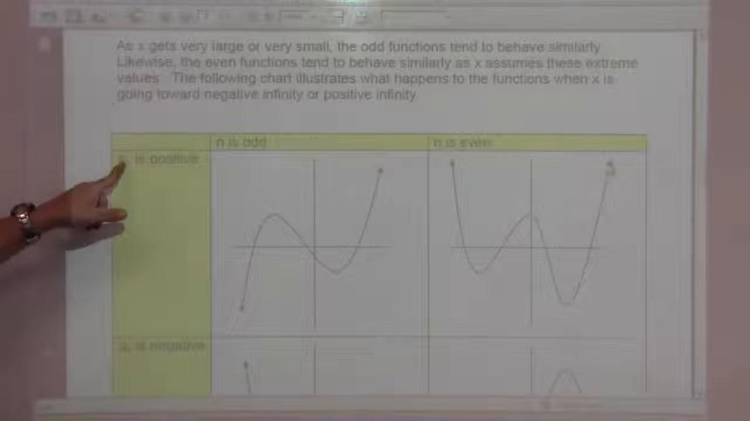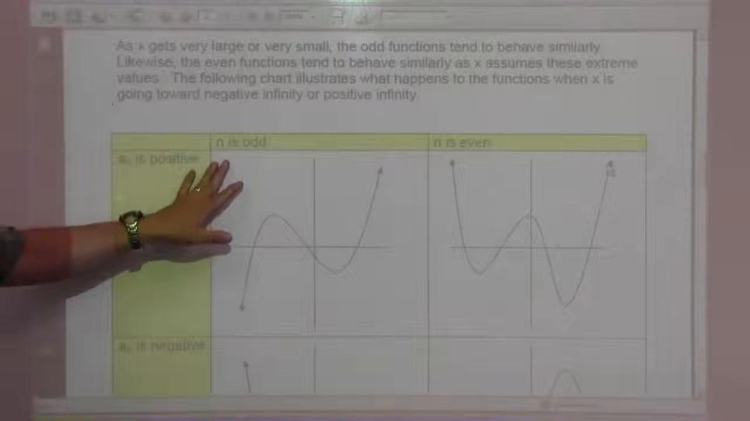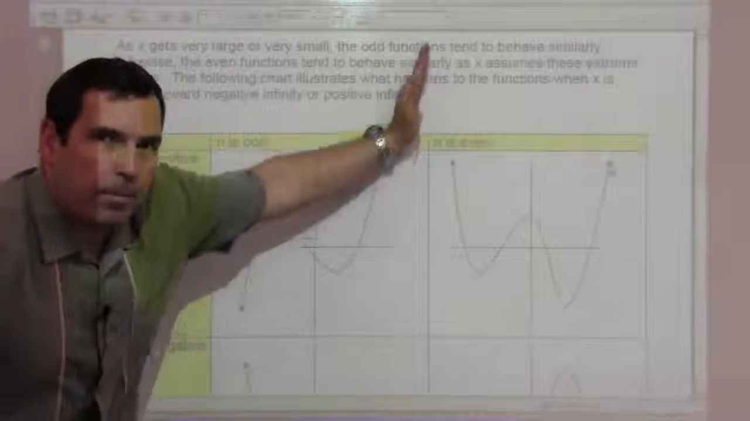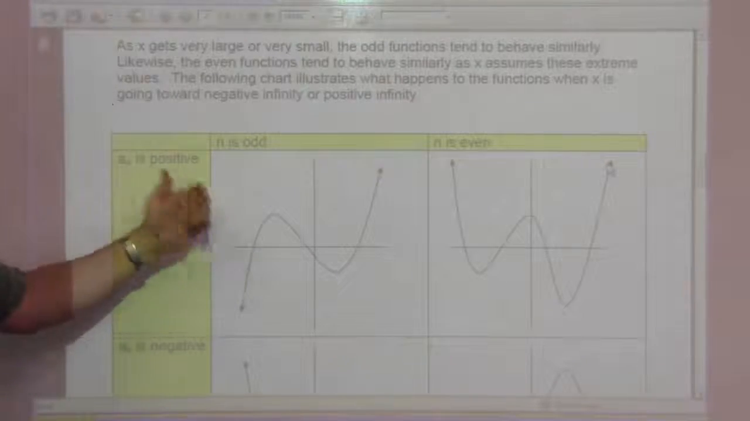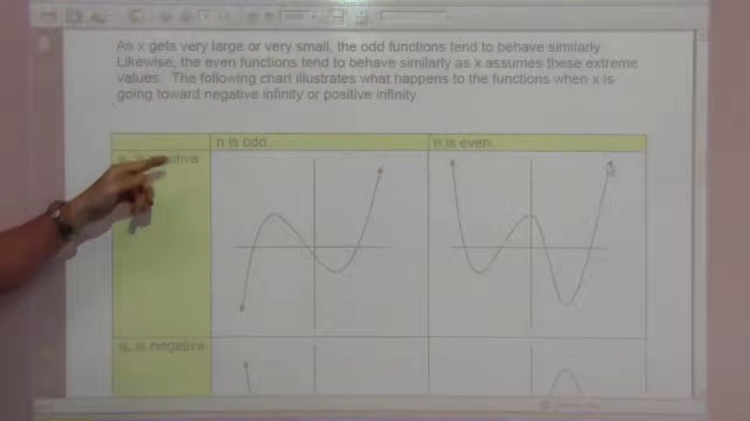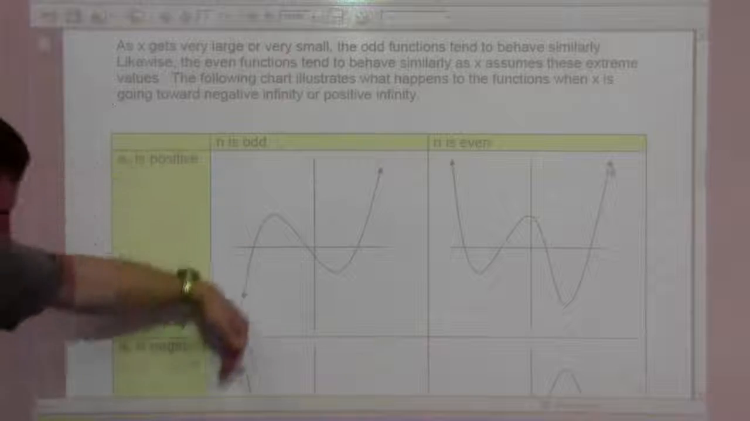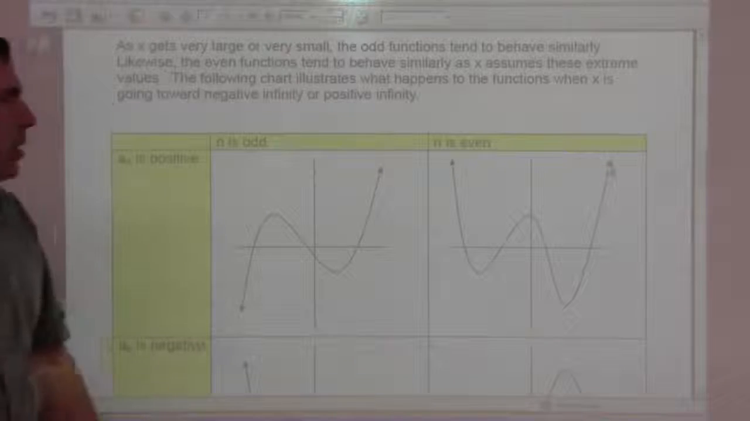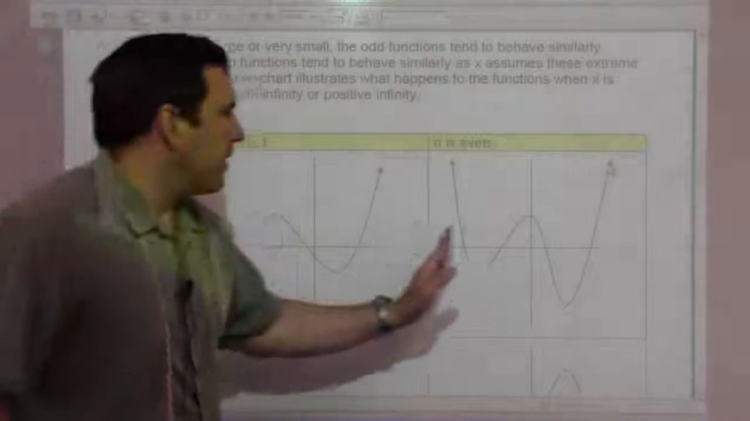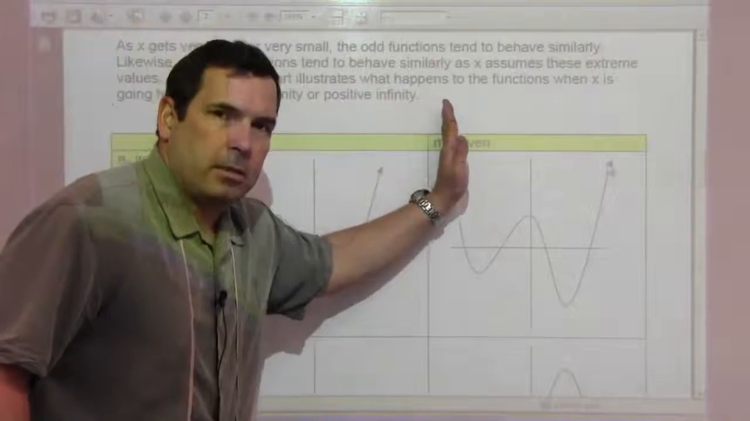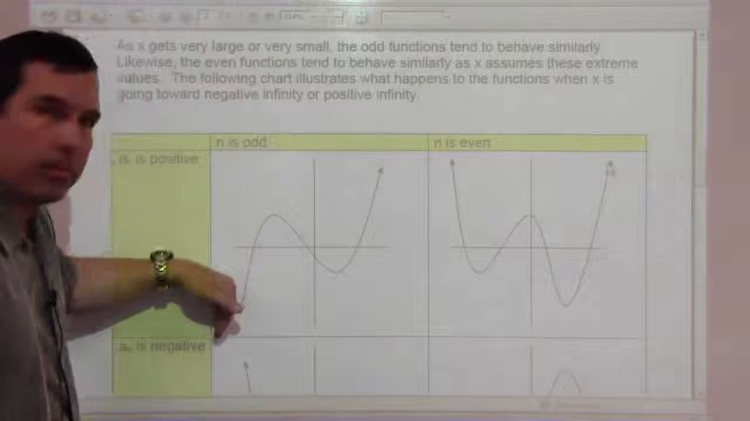So here we have the leading coefficient being positive and n is odd. As x gets big, it's going up, up, up. If a is positive and n is odd, as x gets really small, goes to negative infinity, this gets really small. Keeping with a positive theme for an even function, it's going to be going up on both ends, where the odd function goes down on one of them.